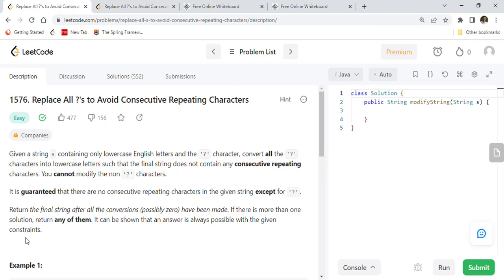Hi friends, welcome back. Today we are going to solve another popular Leetcode coding interview question 1576. Replace all question marks to avoid consecutive repeating characters. As you can see, this is another likable coding problem. So this is basically a string related coding interview question that we are going to go through, understand this problem with some example, and we are also going to implement our Java solution code.